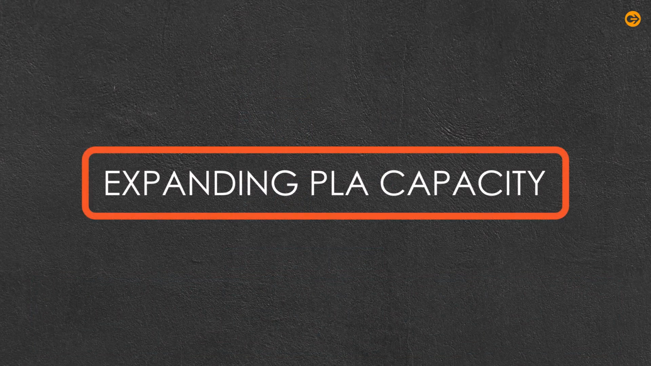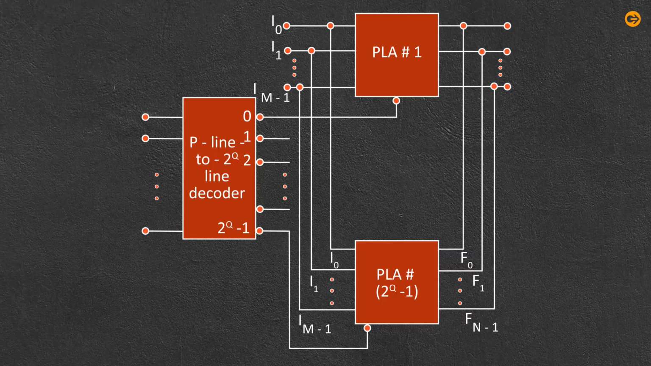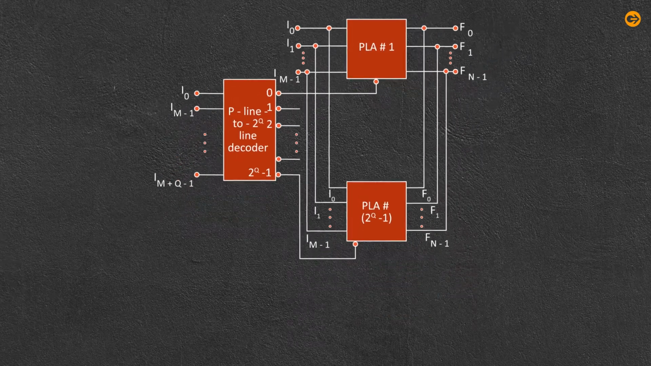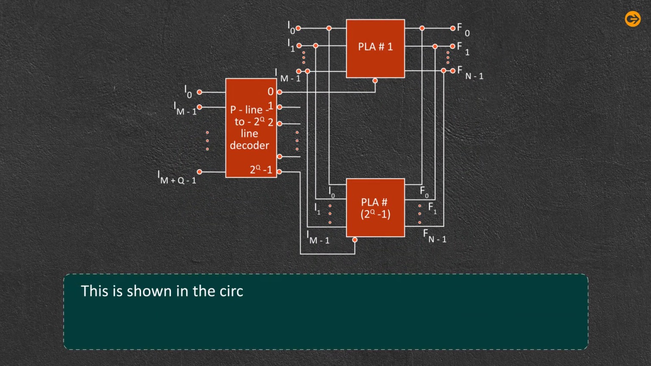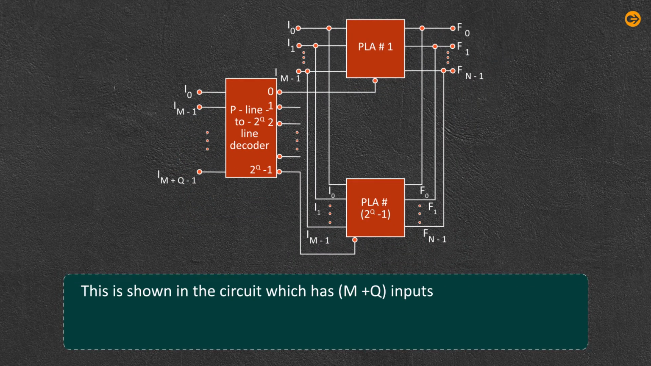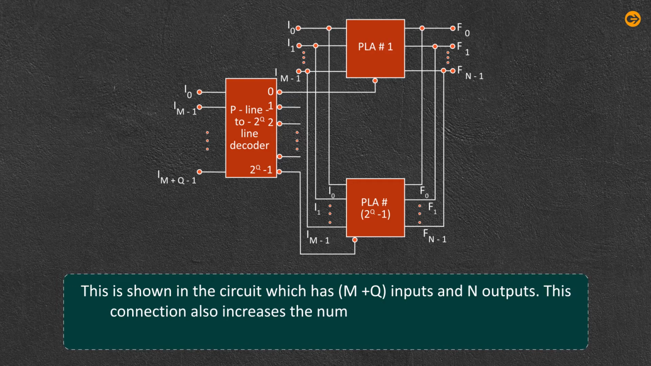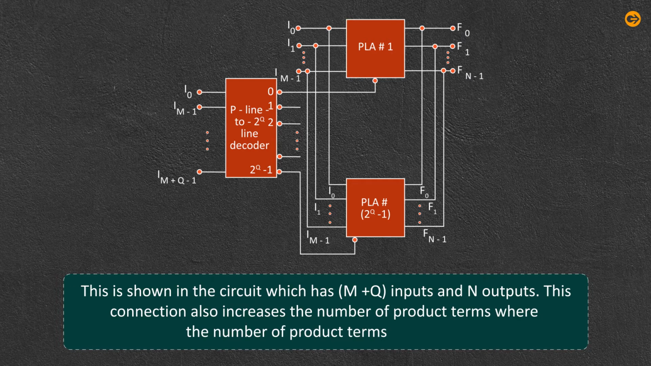Expanding PLA capacity. To increase the number of product terms, the number of inputs and outputs are unchanged. The inputs and outputs of two or more devices are connected individually in parallel. This is shown in the circuit which has M plus Q inputs and N outputs. This connection also increases the number of product terms, where the number of product terms is P into 2 to the power Q minus 1.